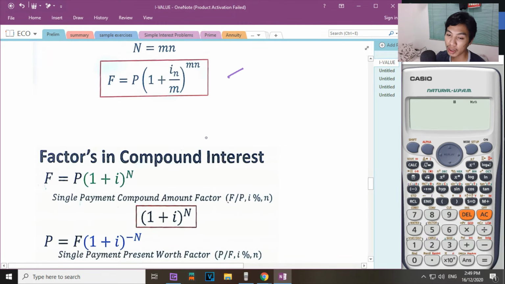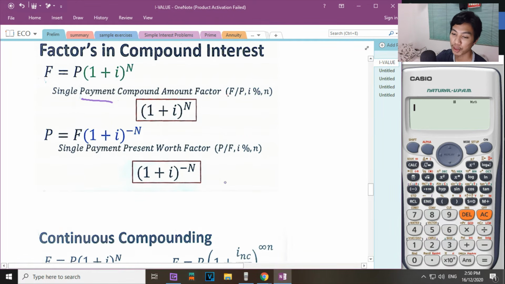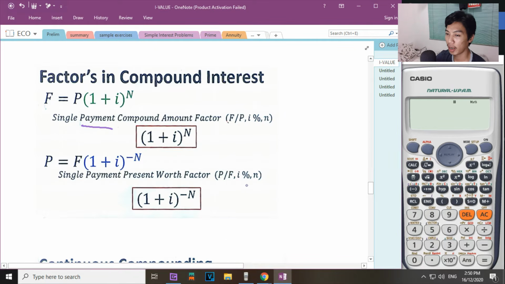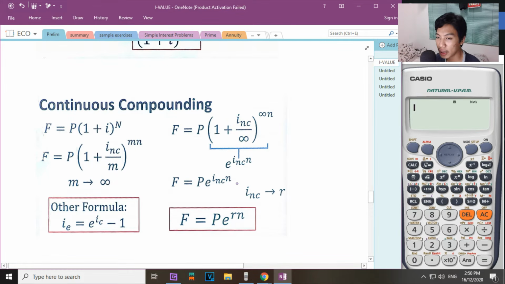Now, the factors in compound interest, yun, yung sinasabi ko. Kapag positive, ang hinahanap mo is future worth. Single payment. Bayad na kagad yun, future worth eh. Kapag naman, single payment compound amount factor. Ayan, compound amount na yun eh. And then, kapag naman, hinahanap mo yung present worth, i-erase mo lang negative n. Ang tawag dyan, single payment present worth factor. Okay? Those are the two. Now, sir, continuous compounding.